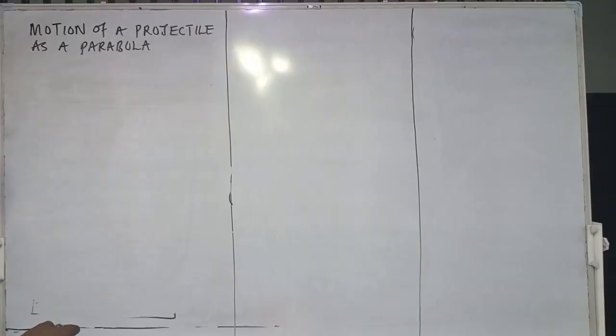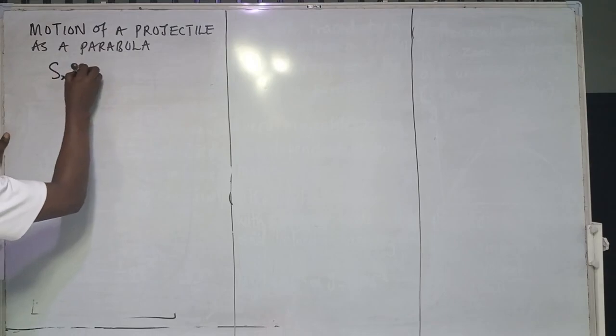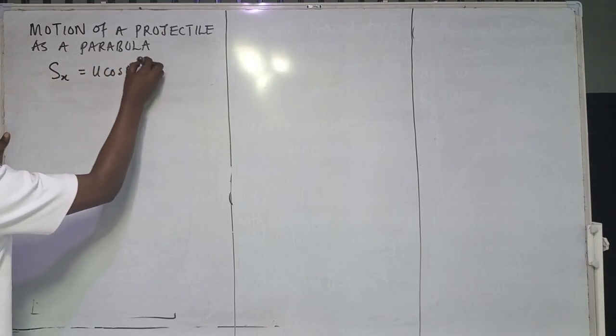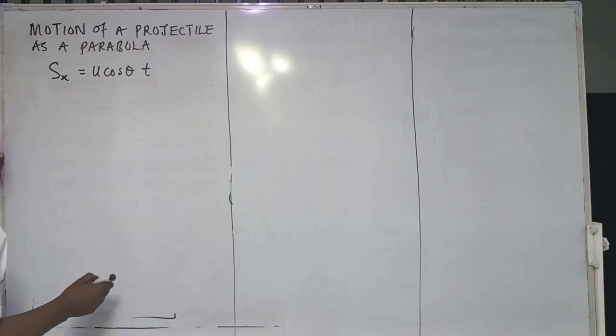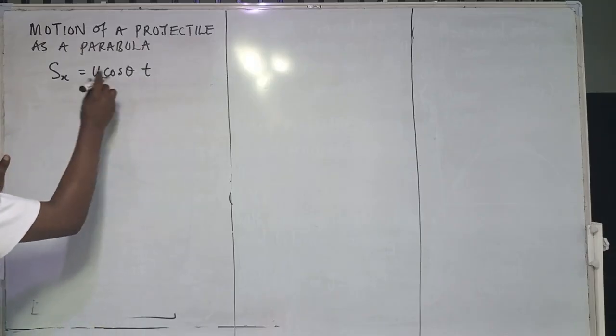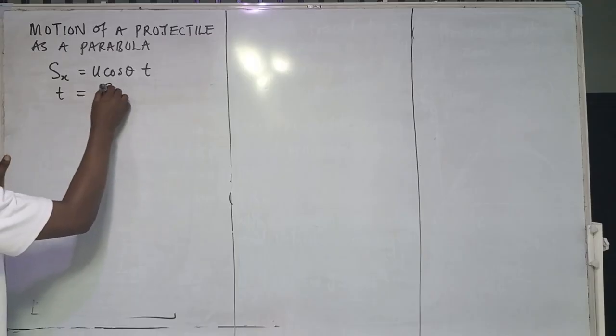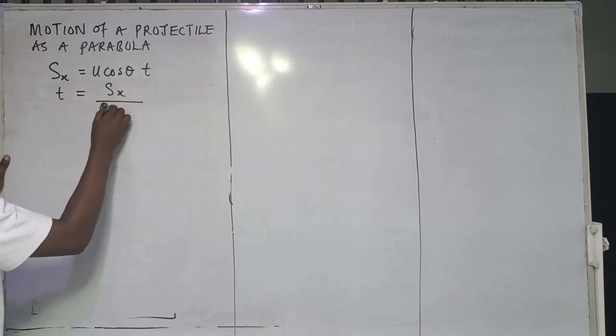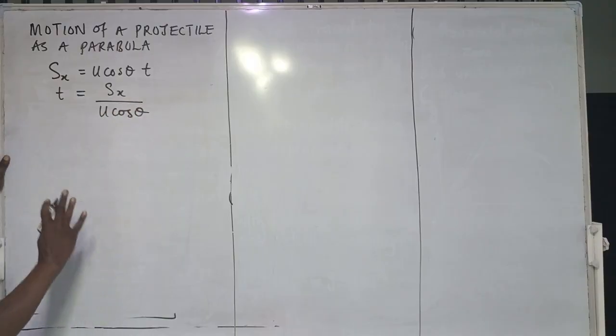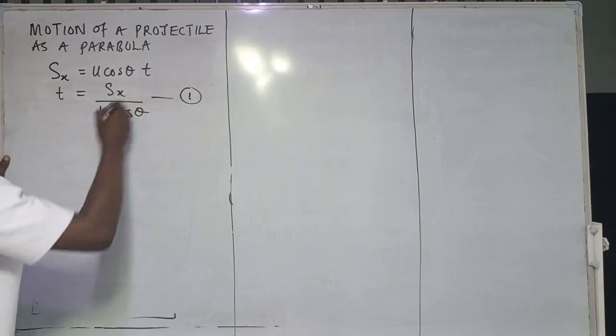Now, we want to look at the motion of a projectile as a parabola. We know we said S is equal to what? U cos theta times T. Listen up. Now, if you make T the subject of the formula, T is equal to S over U cos theta. Take this one as equation 1.